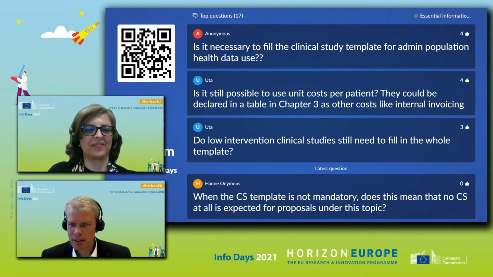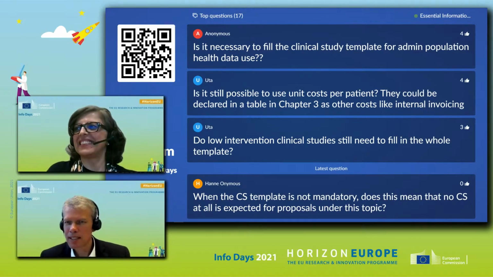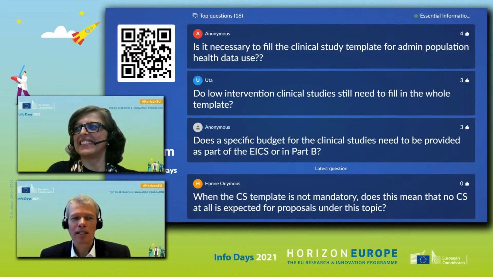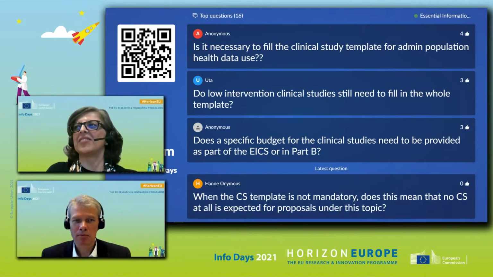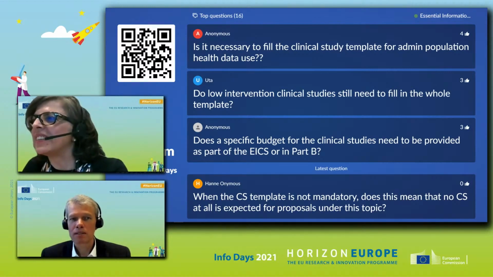So I take the next one, which was: do low intervention clinical studies still need to fill in the whole template? Yes, please, for any kind of clinical studies, fill in the entire template. And we understand that many of the sections for a non-interventional study will not be relevant, but please state so.